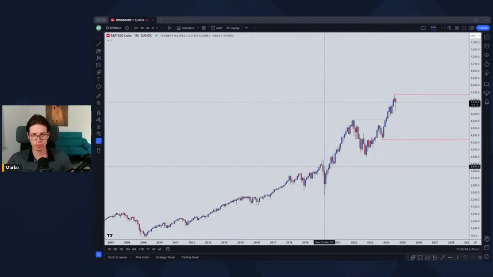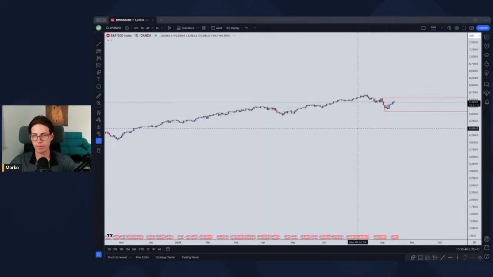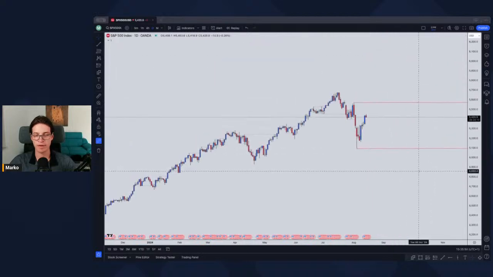Compare that to 2020. This was kind of big. And this was pretty big after 2020, or sorry, in 2022. This is a big correction. So this can still go up like nothing happened.